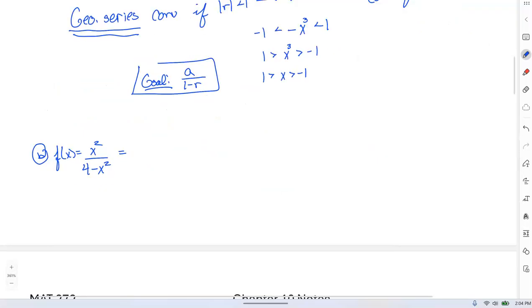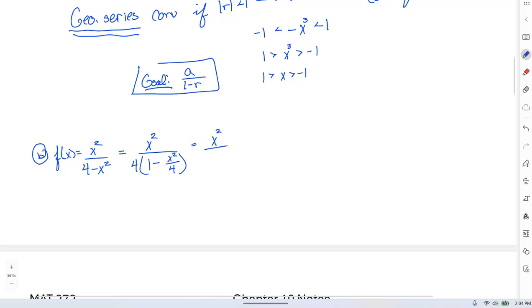So let's look at this last one. We're looking at the function x squared over 4 minus x squared. Our goal is to rewrite it as a over 1 minus r, so we could express it as a geometric series. So I really need a 1 right here where that 4 is. So let's factor a 4 out. So if I factor a 4 out, I'm going to be left with 1 minus x squared over 4. Okay, algebraically, that would give me back what I started with.